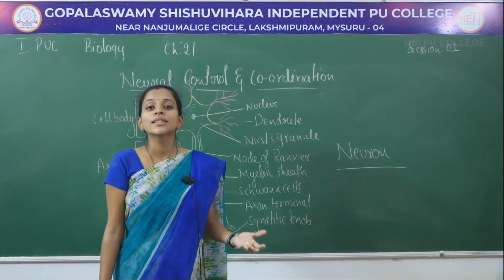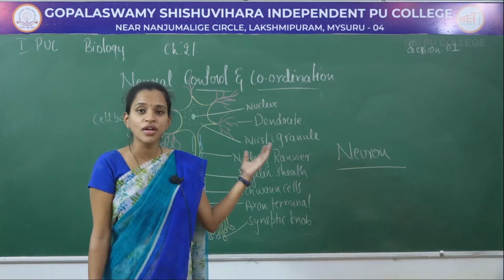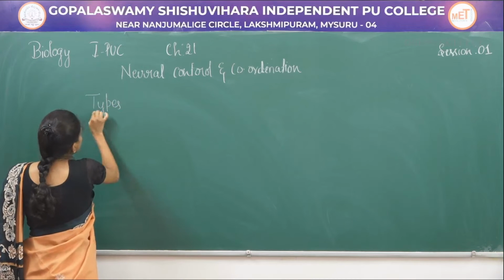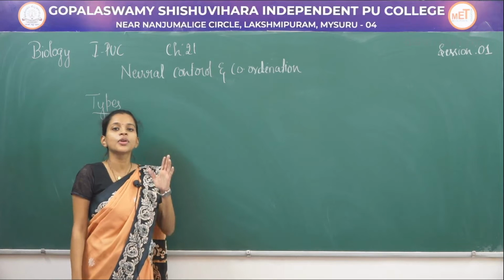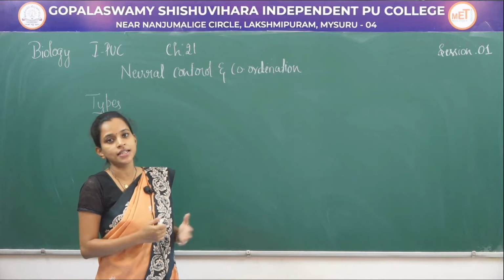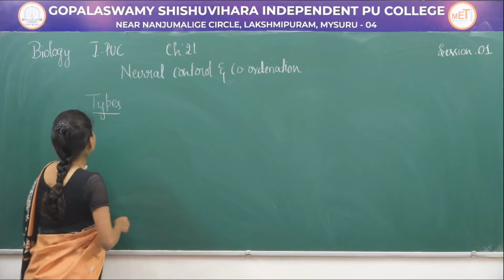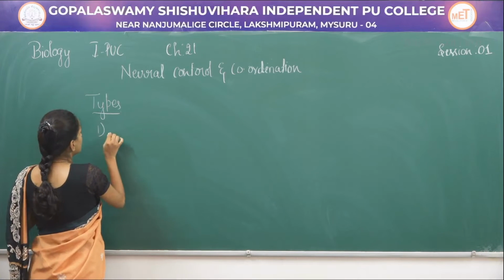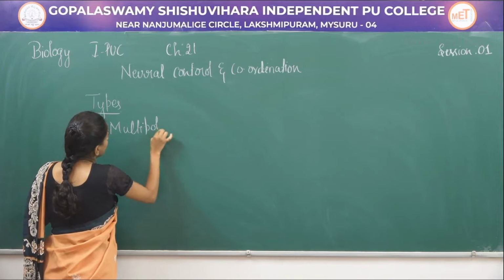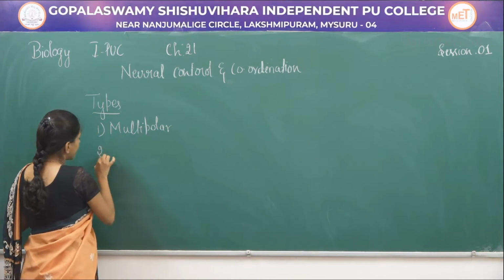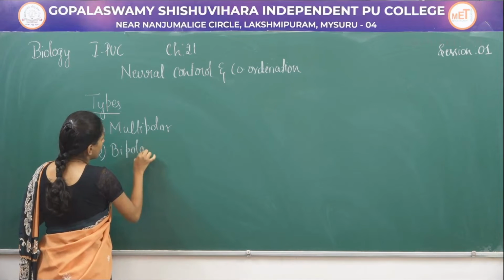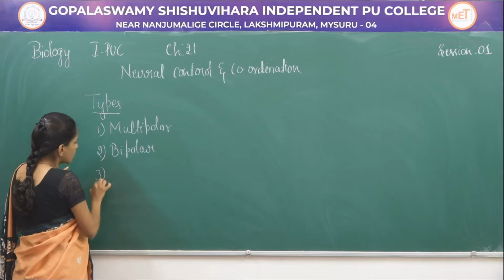Next we will have to study the different types of neurons. These types are purely based on the number of dendrites and axons present in them. There will be three different types: one is multipolar, the second is bipolar, and the third is unipolar.